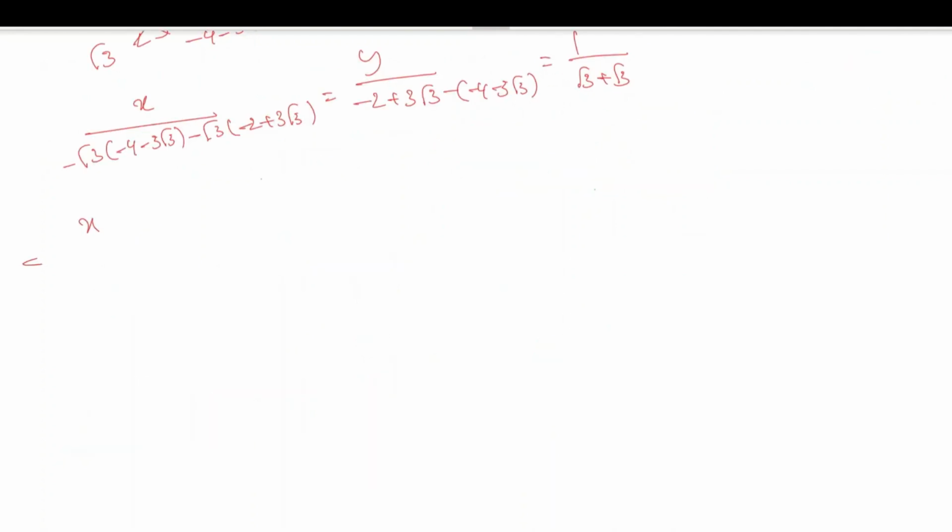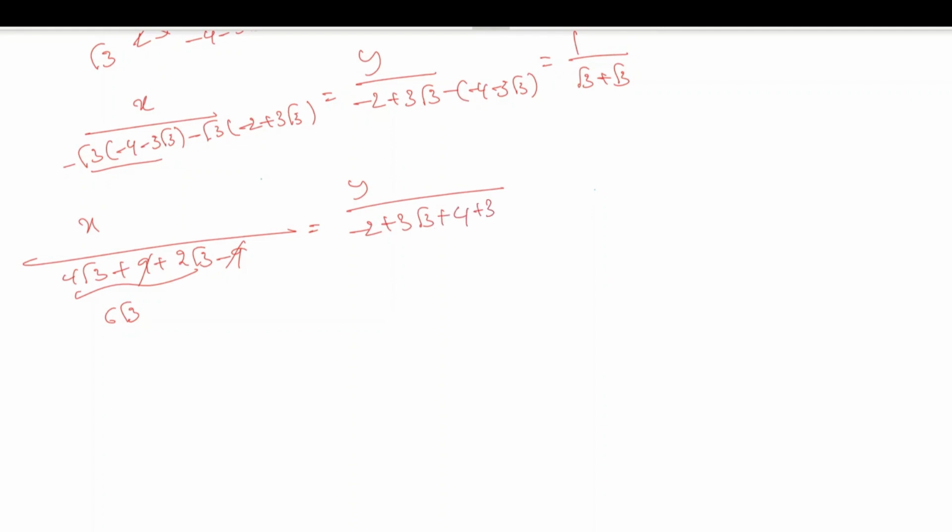Here we'll get x upon these two things, that is 4 root 3 minus root 3 into minus 3 root 3 will give plus 9. Minus root 3 into minus 2 is plus 2 root 3. Minus root 3 into 3 root 3 is minus 9. So 9 and 9 will get cancelled out. And these two sum up to be 6 root 3, is equal to y upon minus 2 plus 3 root 3. Minus gets inside. So plus 4 plus 3 root 3.